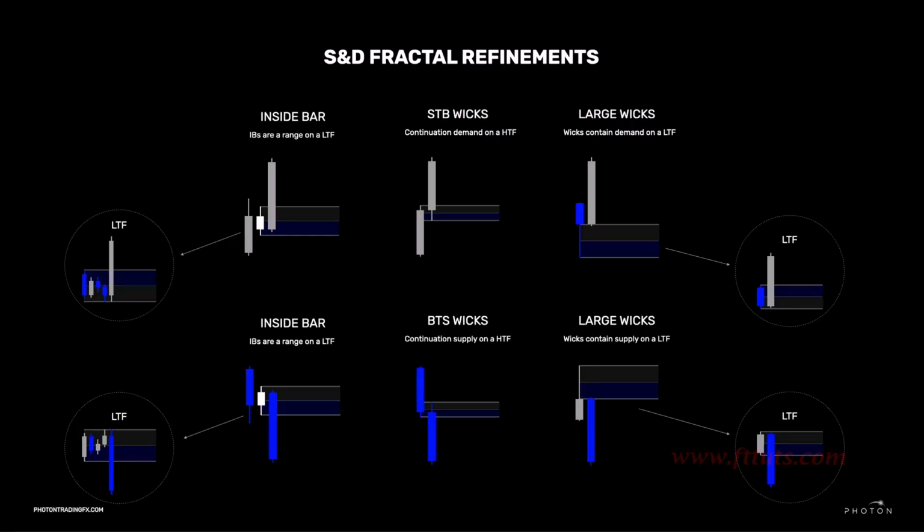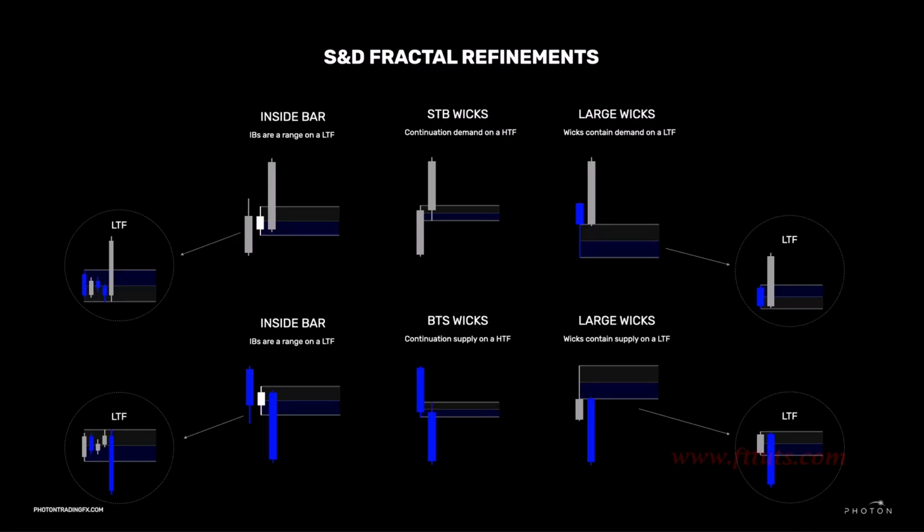So this represents a range created zone on a lower time frame. And we don't care if the inside bar is bullish or bearish. It's irrelevant in terms of supply and demand. We're just looking for which way price moves after the inside bar forms. So if it breaks out to the upside, it's demand, or to the downside, it is of course supply.